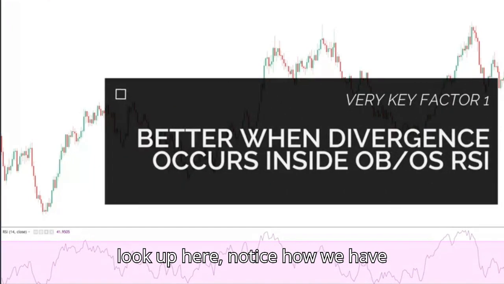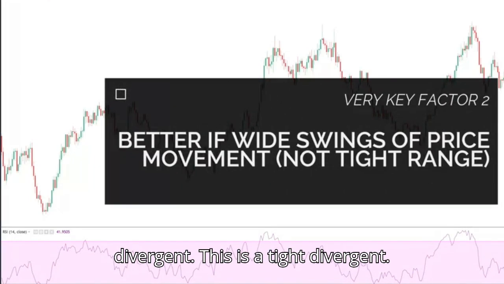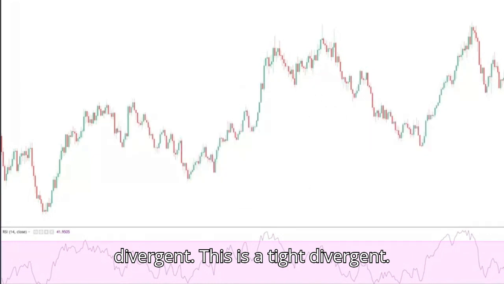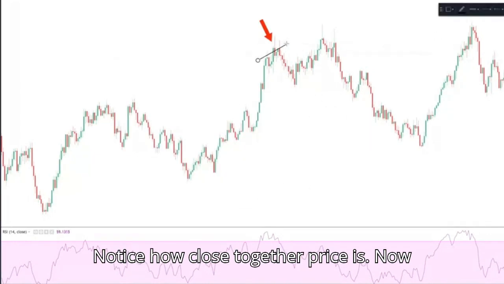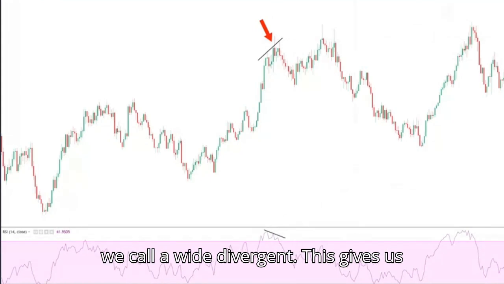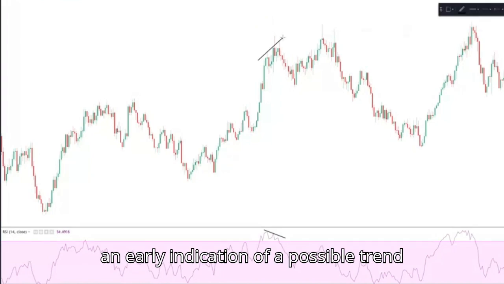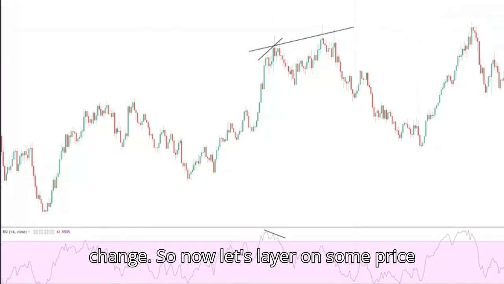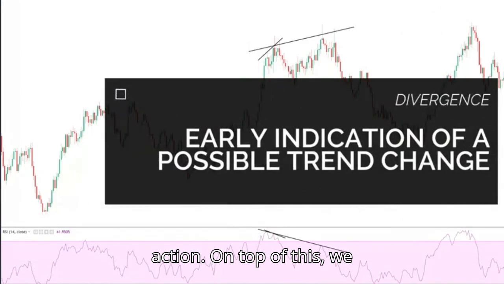If you look up here, notice how we have divergence. This is a tight divergence. Notice how close together price is. Now here is a better divergence, which is what we call a wide divergence. This gives us an early indication of a possible trend change. So now let's layer on some price action on top of this.